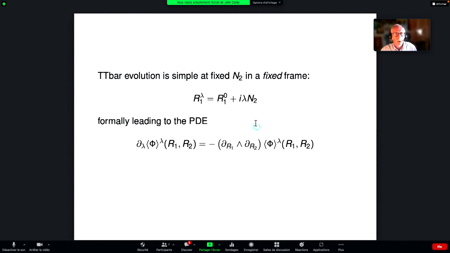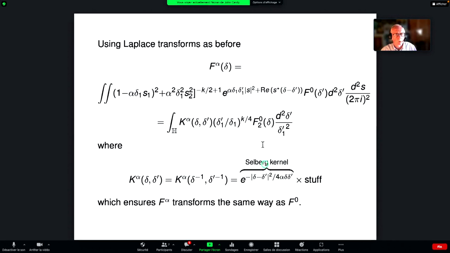So the evolution, once again, is simple at fixed four-momentum. And once again, it's linear in lambda. And this gives us, once again, a PDE, which now looks like this. But we want to, once again, give a rigorous definition, and it turns out the appropriate thing looks similar to what we had before, but a bit more complicated. But once again, what we can show is that this can be written in terms of a kernel, K alpha. And that kernel, once again, enjoys nice properties under the S of SL2Z, under delta goes to 1 over delta, or tau goes to minus 1 over tau.